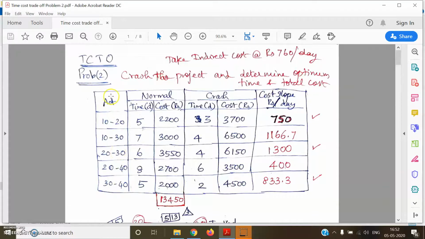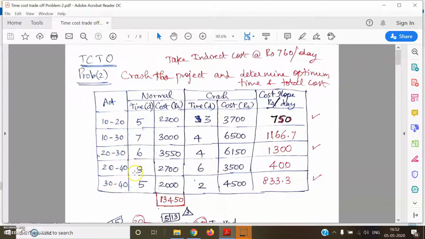So in the problem, you will be given these 5 data. One is activity, then normal time, normal cost, crash time, and crash cost. Okay, so these 4 data will be given to you in the problem. Of course, indirect cost also will be given. Here in this problem, the indirect cost is given at a fixed rate of rupees 760 per day. Okay, so we have 5 activities in the problem.